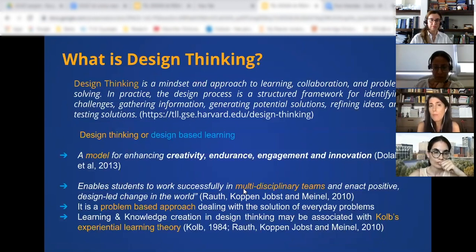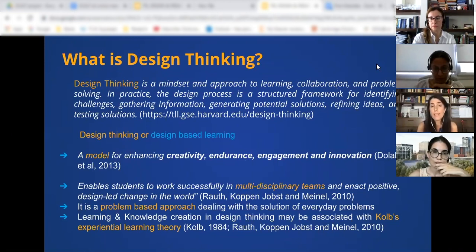In practice, the design process is a structured framework for identifying challenges, gathering information, generating potential solutions, refining ideas, and testing solutions. So I think that it is interesting as a definition because it combines, as we said, learning, collaboration, and problem solving, things that we as teachers and practitioners know very well.